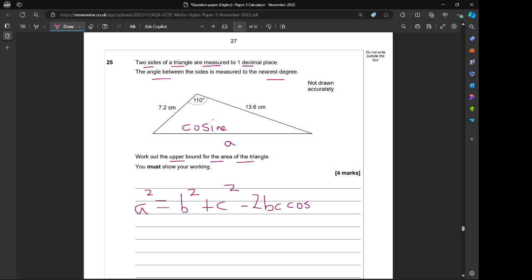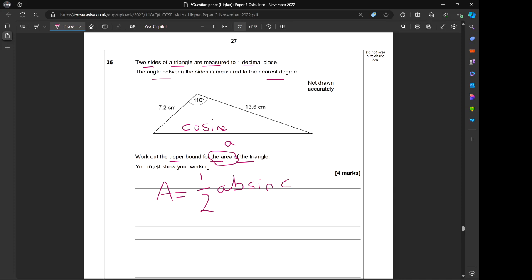Oh yeah, sorry, it's asking for area. It's meant to be the area rule. Thank you so much. So area of a triangle is a half AB sine C. So we want to maximize this sum. So we want to find the upper bound for A and B, but being careful about C.